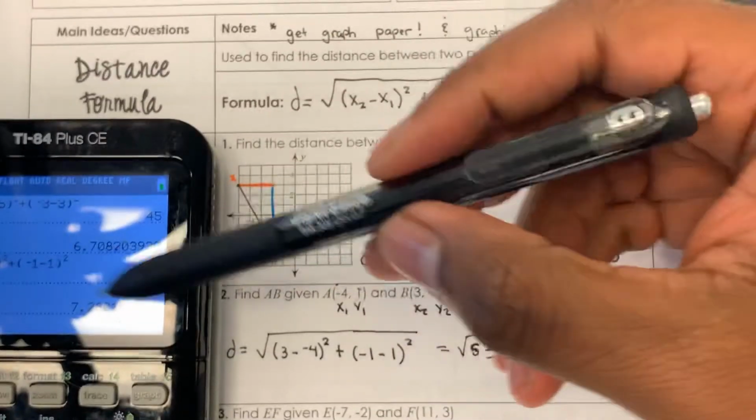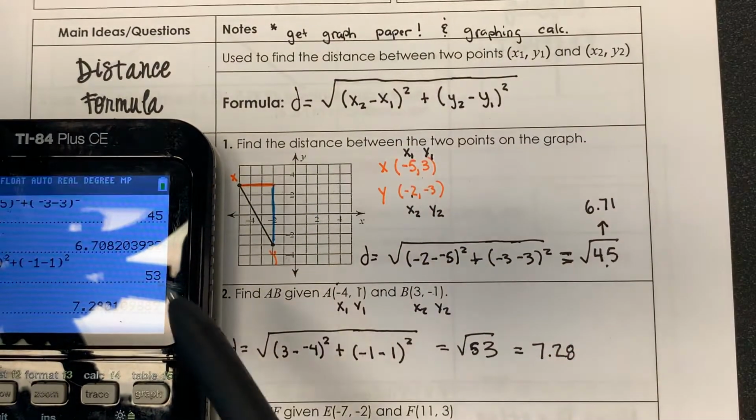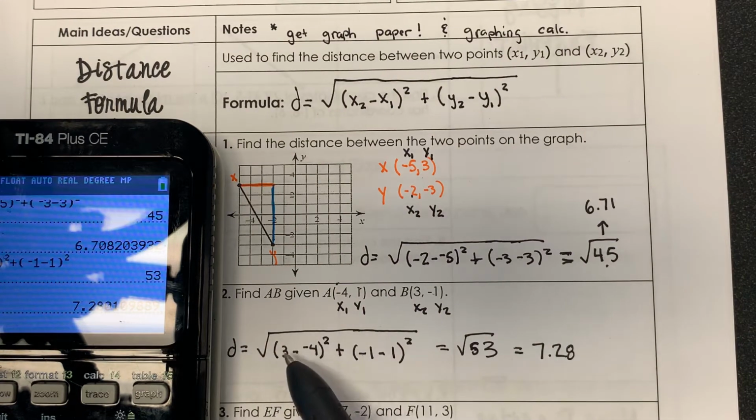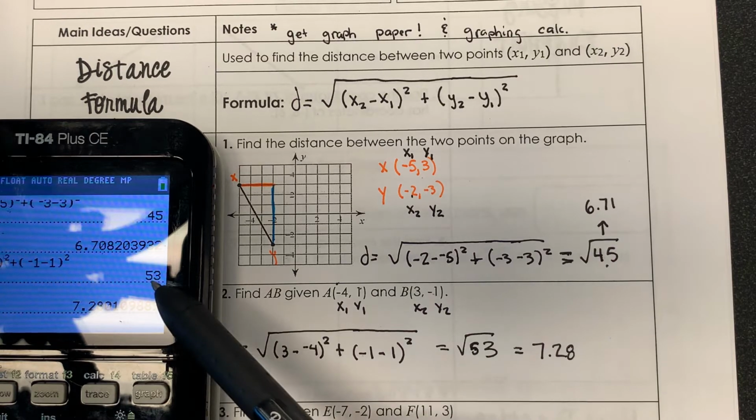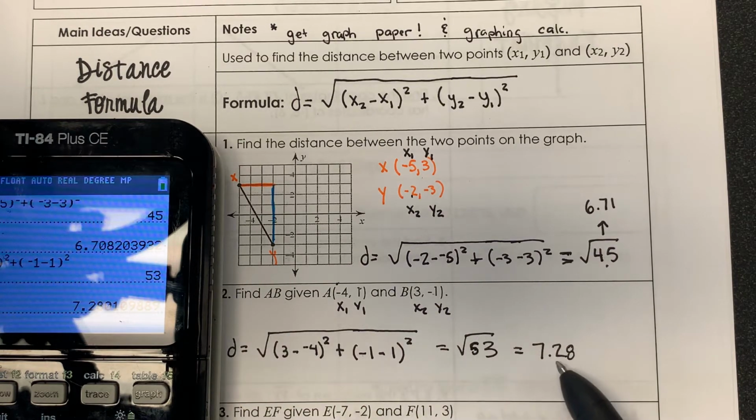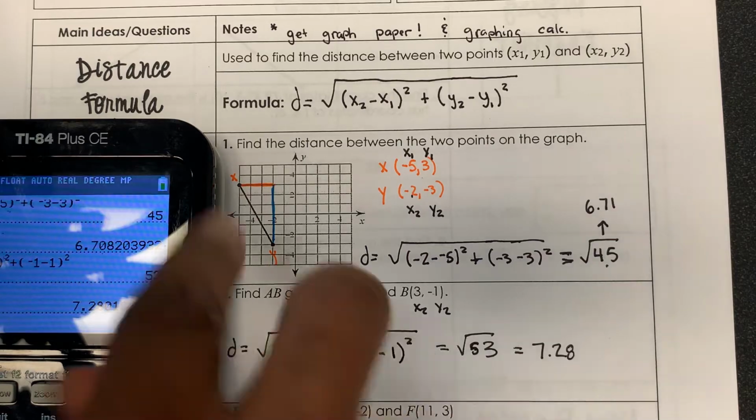The reason we are not putting the square root in the calculator is that we want to know the integer under the square root, so we don't have to do it in our heads. After we get the integer, we put it under the square root, and that's how we get 7.28.